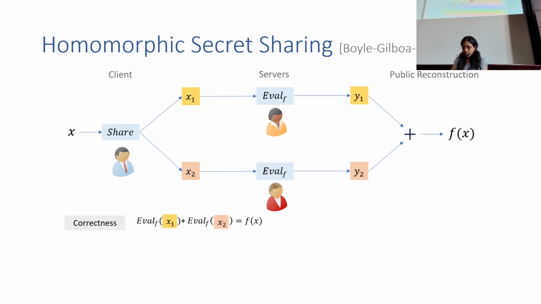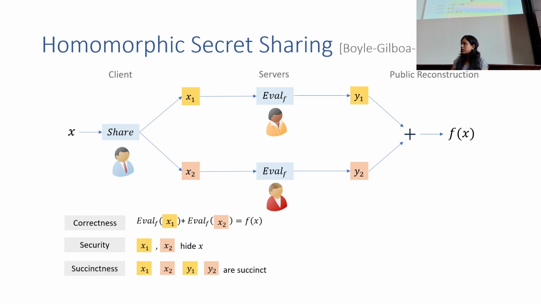A typical HSS scheme should satisfy correctness, which simply means that the sum of all these output shares is the correct computation of function f on the initial secret shared input. It should also satisfy security or privacy, which simply means that the individual shares that are dealt to the servers hide the secret input x. And finally, HSS schemes also satisfy succinctness, which means that both the input shares and the final output shares are succinct and independent of the size of the function that was evaluated using the HSS scheme.